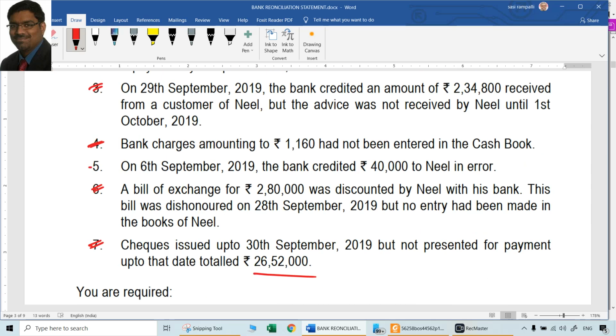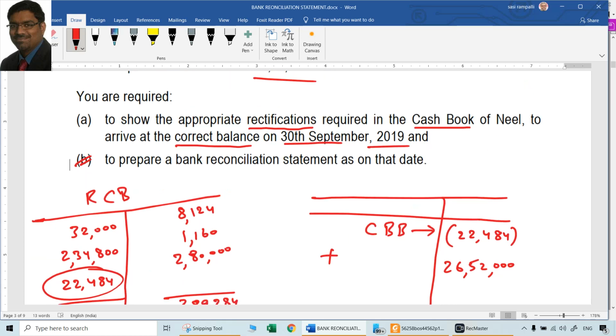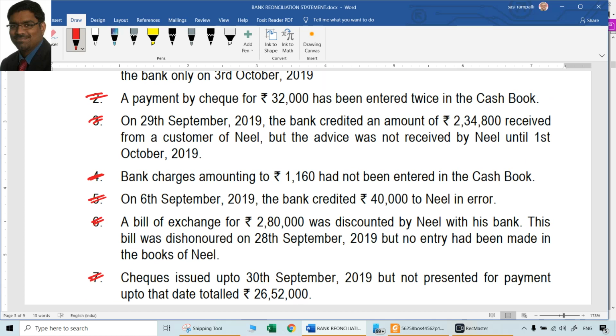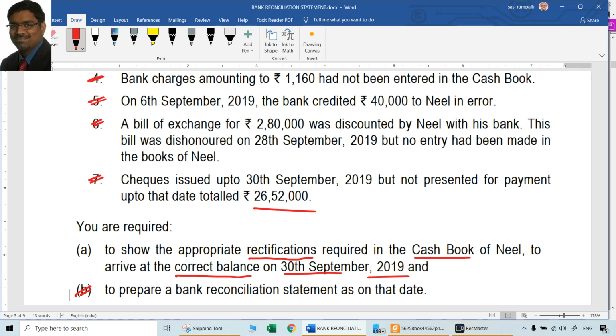So now the point is, this also has to be shown. On 6th September, bank credited 40,000 to nil in error. Okay, this mistake was done by bank. Bank has to rectify that later anyway. But now it will be shown in the BRS. 40,000 rupees bank credited. Bank credited means according to the passbook. First impact is in passbook. According to the passbook, the balance would have been more. Automatically, when according to the passbook balance is more, what we want is second impact, which is cash book. That is the starting point for us. So according to passbook, if the balance is already more by 40,000, according to cash book, the balance will be less or lower by 40,000.